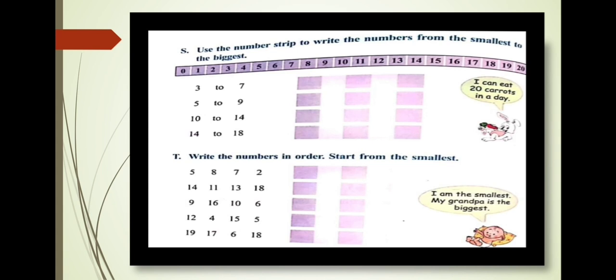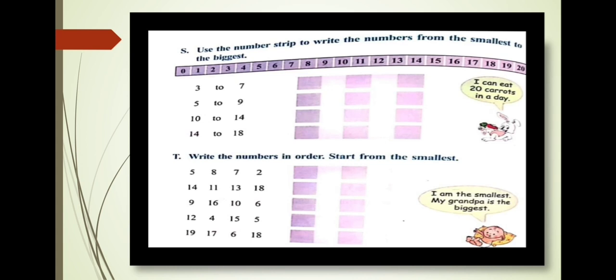Now, again you have to arrange the numbers between 5 to 9 from the smallest to the biggest. So, the numbers between 5 to 9 are 6, 7 and 8. So tell me, which is the smallest from 6, 7 and 8? Yes, the smallest number is 6. So, it will come in the first box.